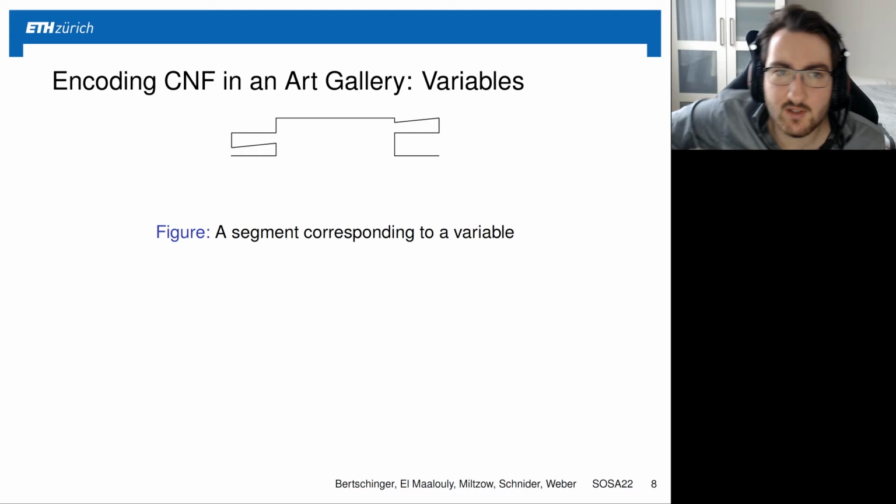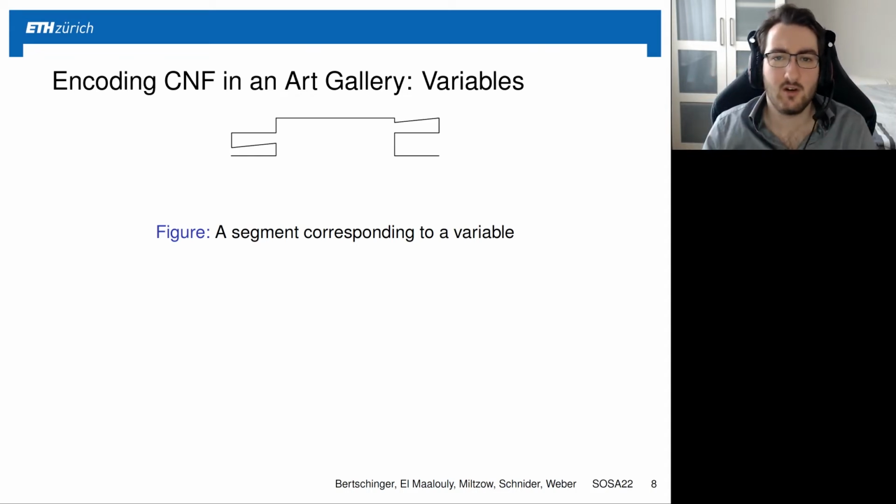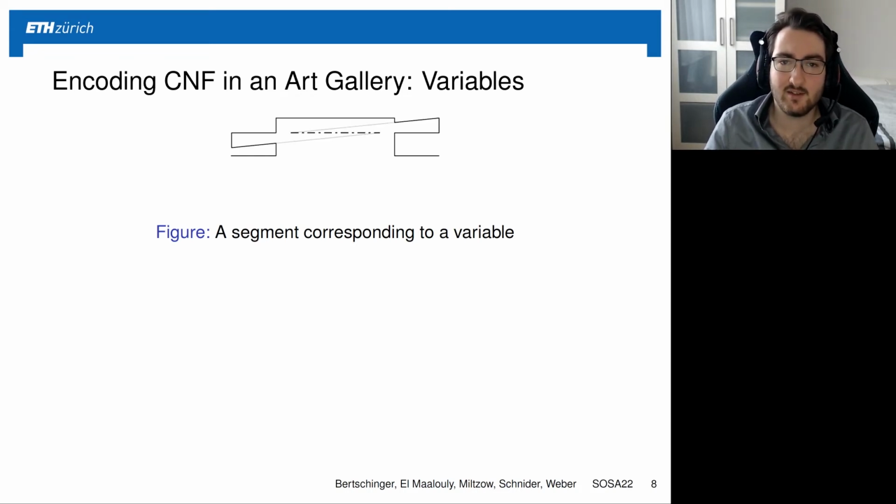And to do this, we first need a way to encode variables. And for that, we have this gadget that you can see here, and this will reside at the top of our art gallery polygon. Now, this gadget is shaped in such a way that if there is a single guard within the gadget, and this guard is supposed to guard the whole gadget on its own, then this guard has to stand exactly on this dashed segment here. And now, if this guard stands on the leftmost point of the segment, we say that the variable is 0, and if it stands at the rightmost point, we say that the variable is 1. Obviously, any position in the middle is just linearly mapped onto this interval.